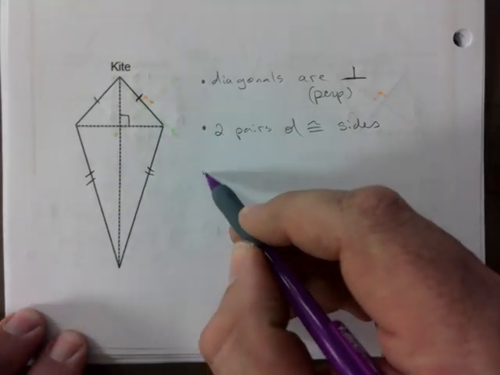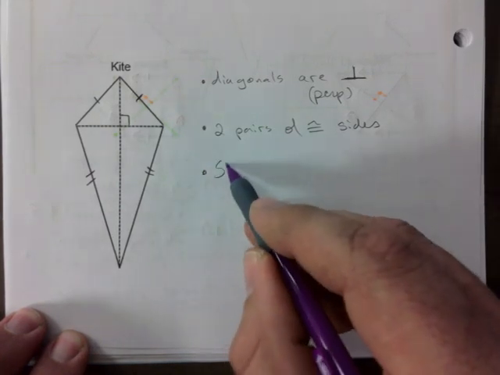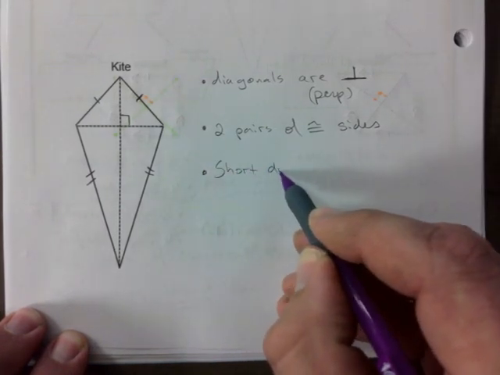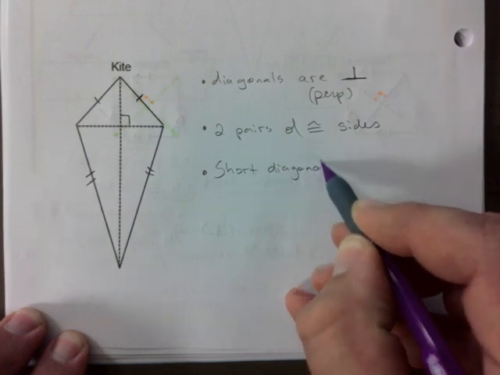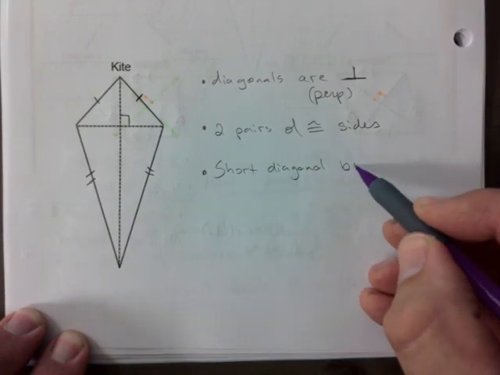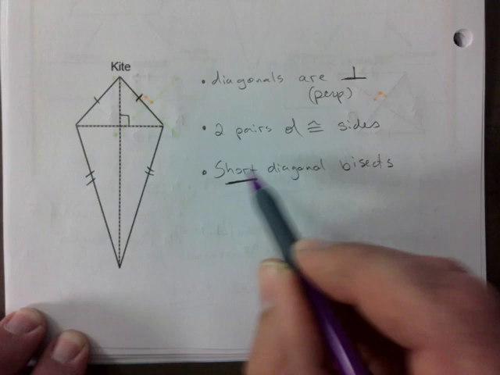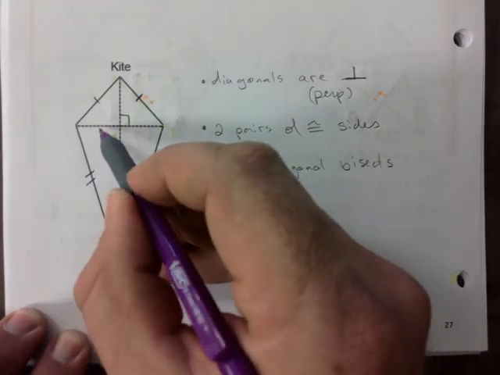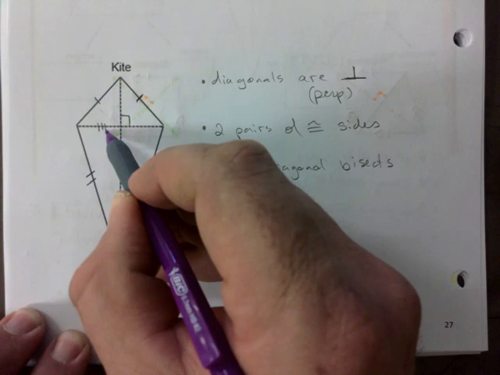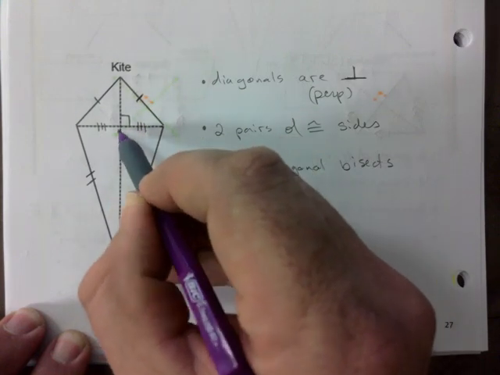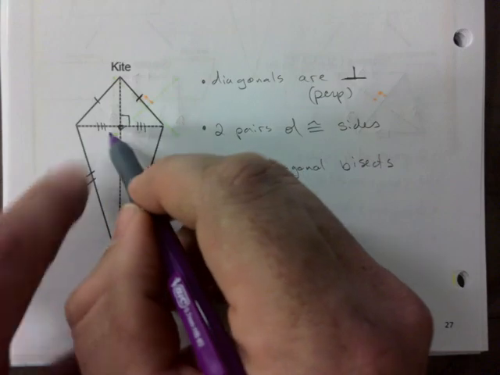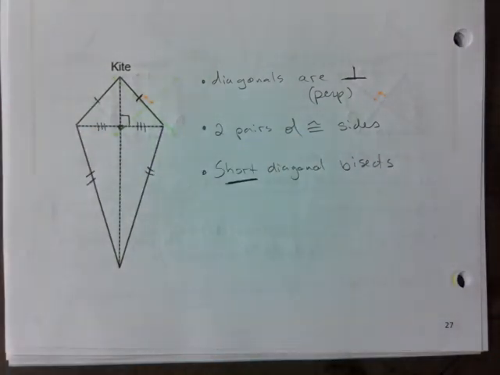Oh yeah, and last but not least, the short diagonal bisects. The short diagonal. Which one is the short one? This one right here. So we go 1, 2, 3, 1, 2, 3. So when the diagonals meet, the short one gets cut in half. The long one doesn't.